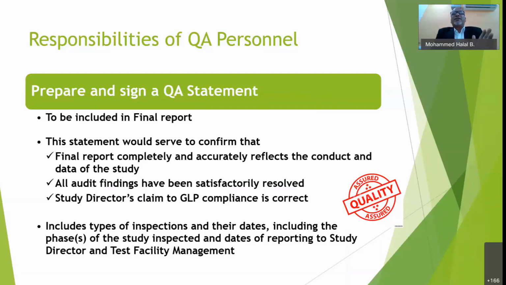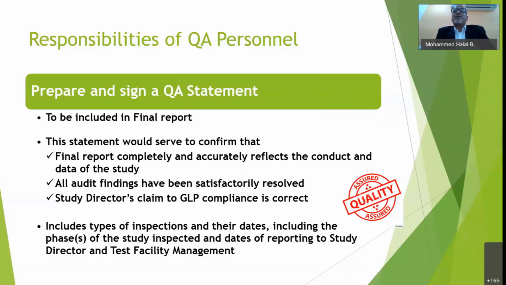Then, all audit findings have been satisfactorily resolved. During the audit, we found some observations, and we informed the relevant study director and study personnel, and also conveyed it to our TFM. Now, a few observations may be accepted by the study director and study personnel involved in the study, but some observations may not be accepted. It happens. They may say that this observation is not relevant to this audit.